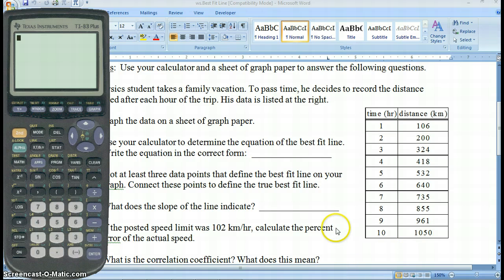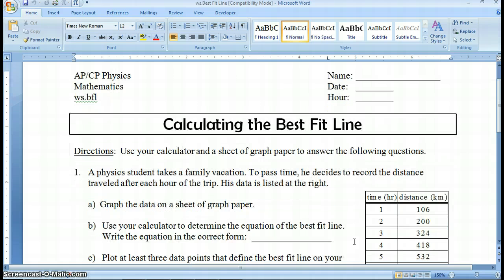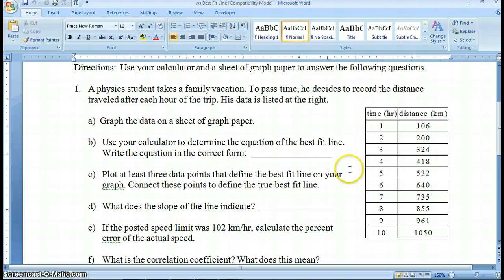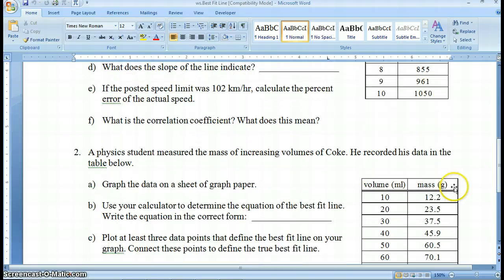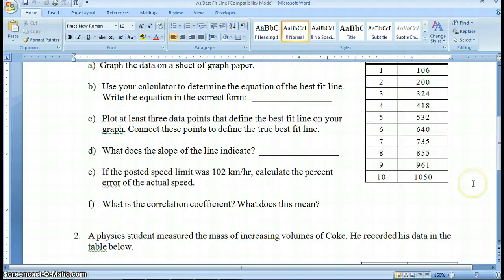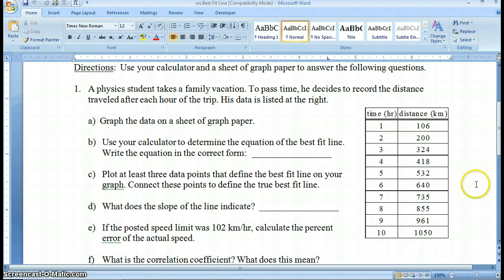So what I'm going to do is take you through some of the problems that you're going to end up having to do on your homework. So this one is calculating the best fit line homework assignment. There's only two problems. We have two sets of data, and these are both linear sets of data. All we need to do is be able to graph these both in our calculator and on a sheet of graph paper, which I'll supply you. So what I want to do is take you through the steps involved in graphing this on your graphing calculator.